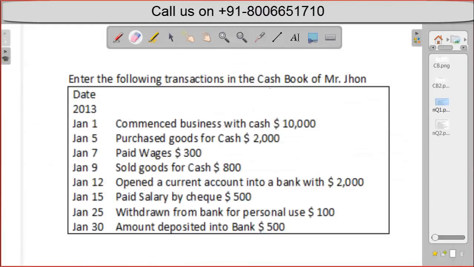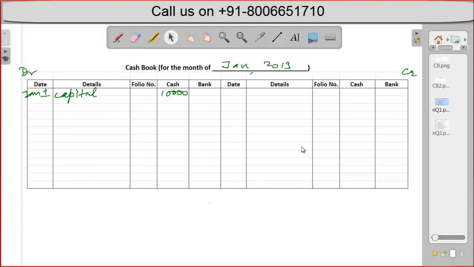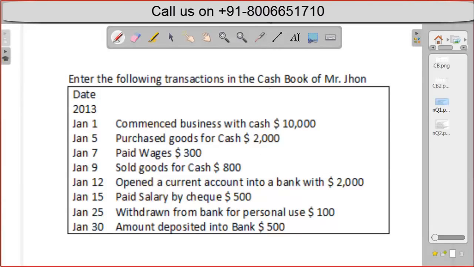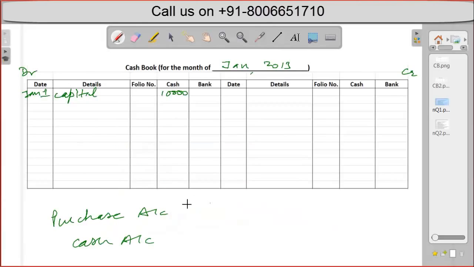Which is our next transaction? Okay, so tell me, when we purchase goods, will the cash be inflow or outflow from the business? It goes out. So see what entry you will pass, tell me. Cash gone. So the purchase account will be debited and the cash account will be credited. And what is the amount? 2,000, isn't it? So this entry I will pass with $2,000.